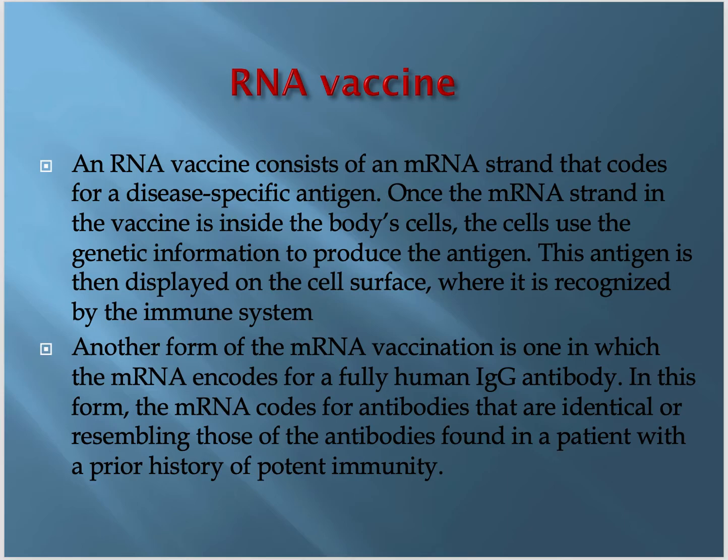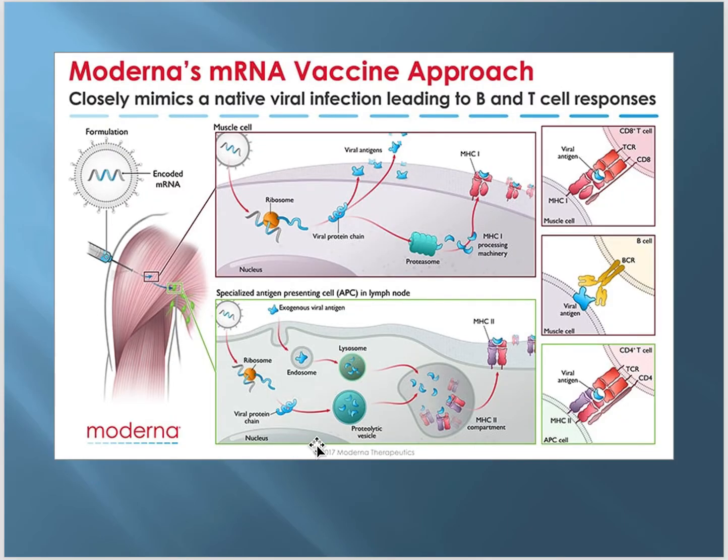So I will explain it through a figure. I think most of you already know about Moderna, a biotech company developing a vaccine against COVID-19. They are already in phase 3 trials, so I hope soon we'll get the vaccine. Anyway, this photo depicts the strategy by which the RNA vaccine works. I'll try to explain.